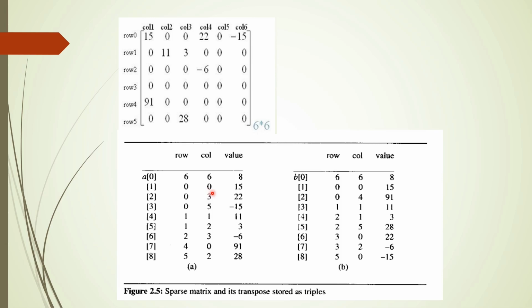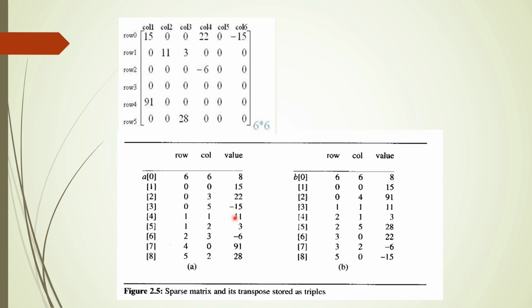Here, start with the column number 0. There are two elements in the column number 0, that is 15 and 91. So therefore, interchange the row and column value. Column and row value, 0, 0 becomes 15. So here, column value 0 becomes the row value in the transpose matrix, and row value 4 becomes the column value in the transposed matrix. So elements in the 0th column are over.